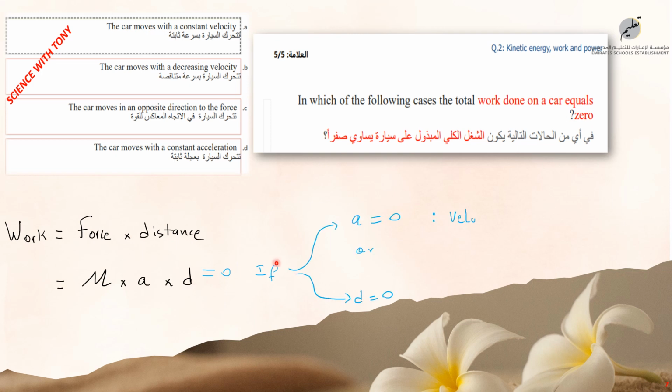So first, if the distance is equal to 0, there is no displacement, or if acceleration is equal to 0. Acceleration equal to 0 means the velocity is constant, which is equivalent to the first answer. The car moves with a constant velocity. So the work is equal to 0 when the velocity is constant. We continue with the next question.